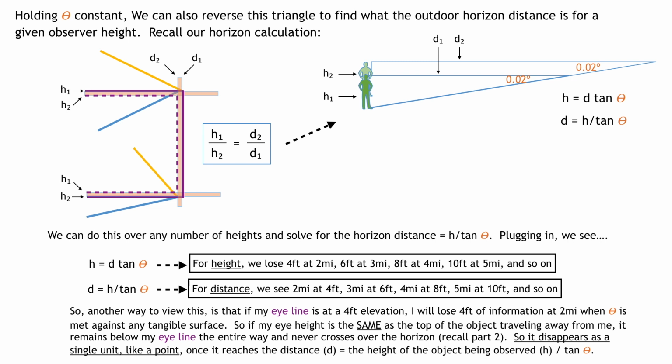And again, that happens once it reaches the distance d that is equal to the height of the object being observed, or h divided by tangent theta. So again, if I'm at 4 feet, I'm going to lose 4 feet worth of information at 2 miles. If I'm at 6 feet, I'm going to lose 6 feet of information at 3 miles, and so on.